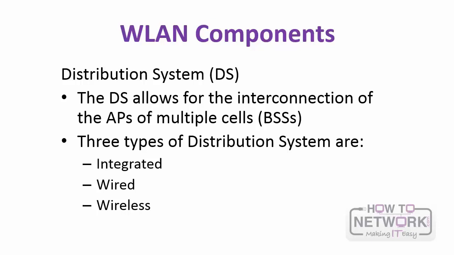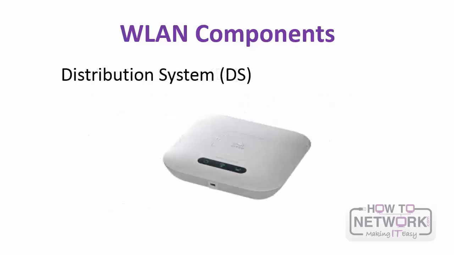Now, that being said, distribution could be wired or integrated. But this capability of communications between access points is absolutely critical in providing a seamless experience for roaming clients and for managing multiple wireless networks. It can also simplify the network infrastructure by reducing the amount of cabling required.